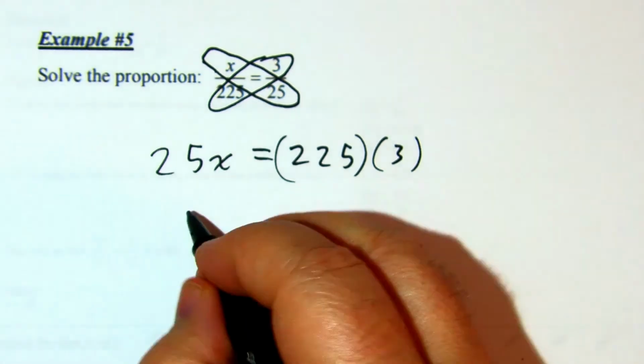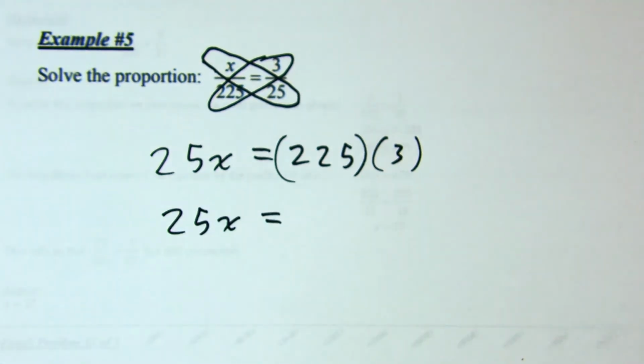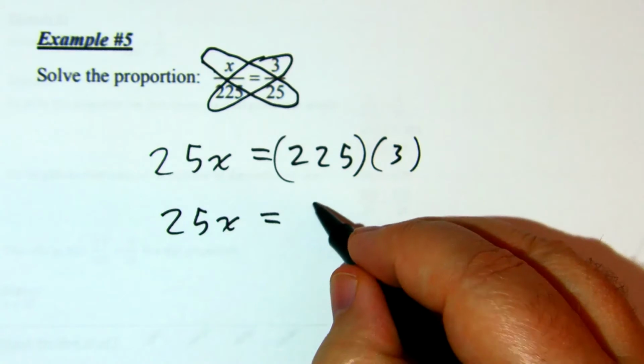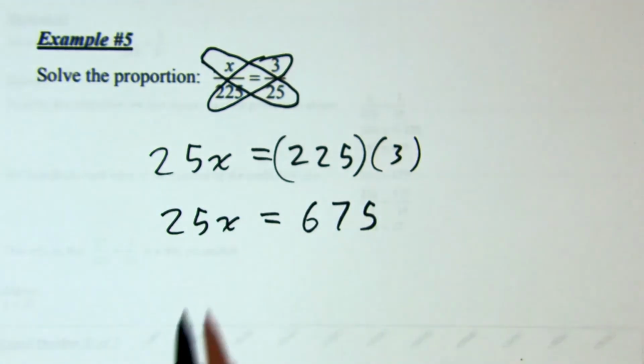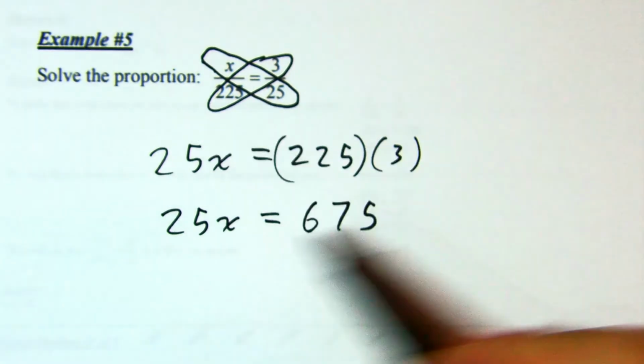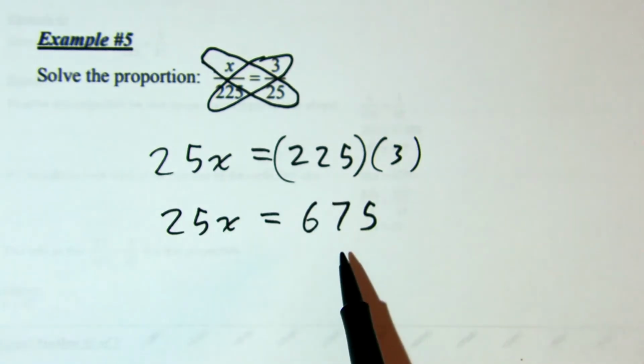Okay, so now I would say 25x equals, and now I'm going to do 25 times 3. That's one on your calculator I think you're comfortable with, so I'm not going to take the time to drag it back and forth each time. So here's 25x equals 675. Is everybody with me so far? The cross products of a proportion have to equal each other. And one of the directions is just numbers, so we let our calculator help us with that.